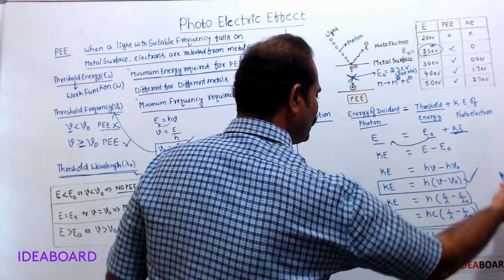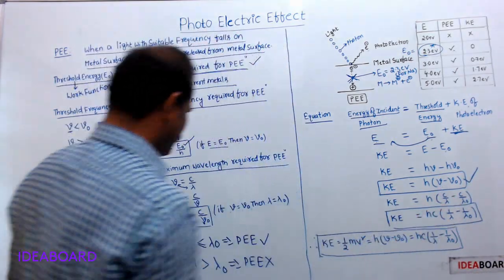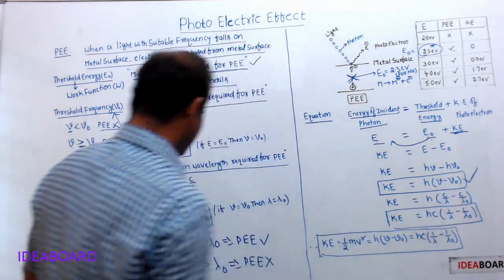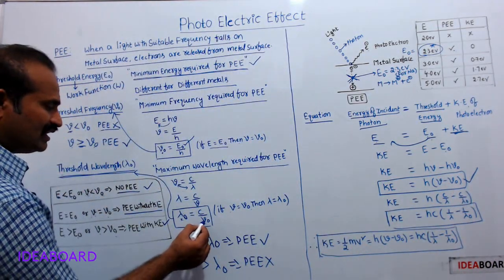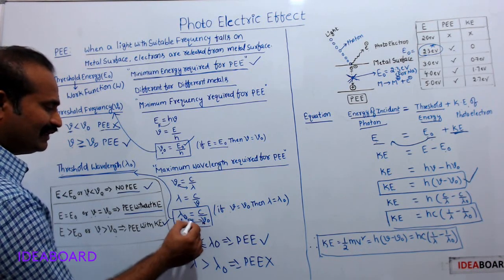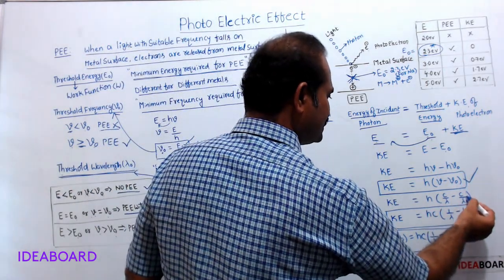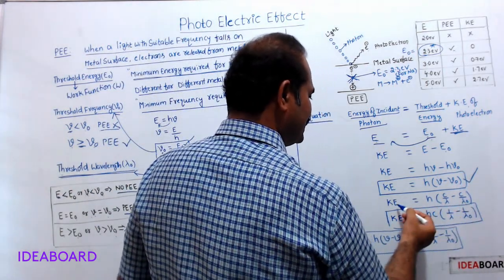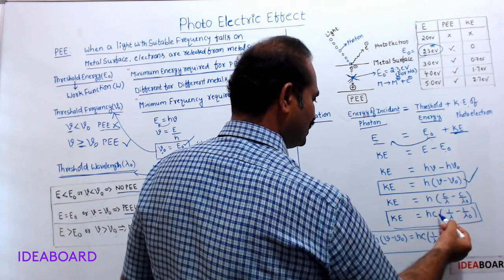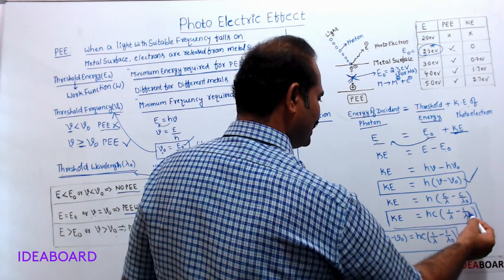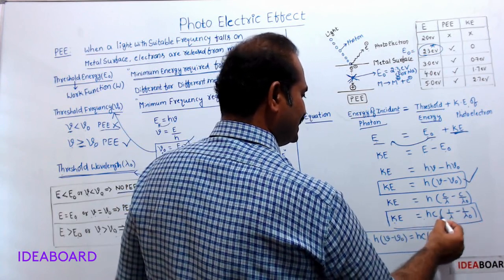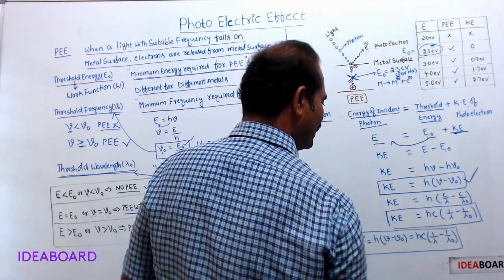This is an important conclusion. Next, we know nu is equal to c by lambda. Instead of nu, substitute c by lambda. Instead of nu naught, you may write nu naught is equal to c by lambda naught. Then you will get Ke is equal to h into (c by lambda minus c by lambda naught). Take c common, therefore Ke is equal to hc into (1 by lambda minus 1 by lambda naught).